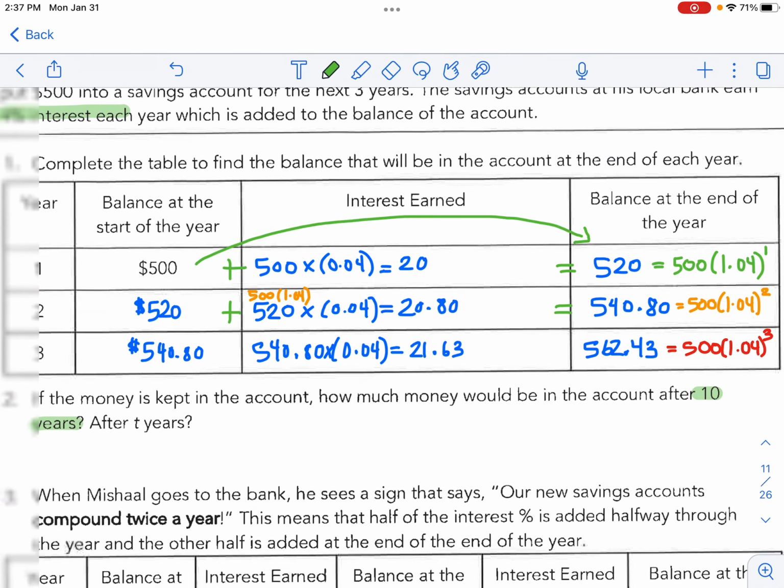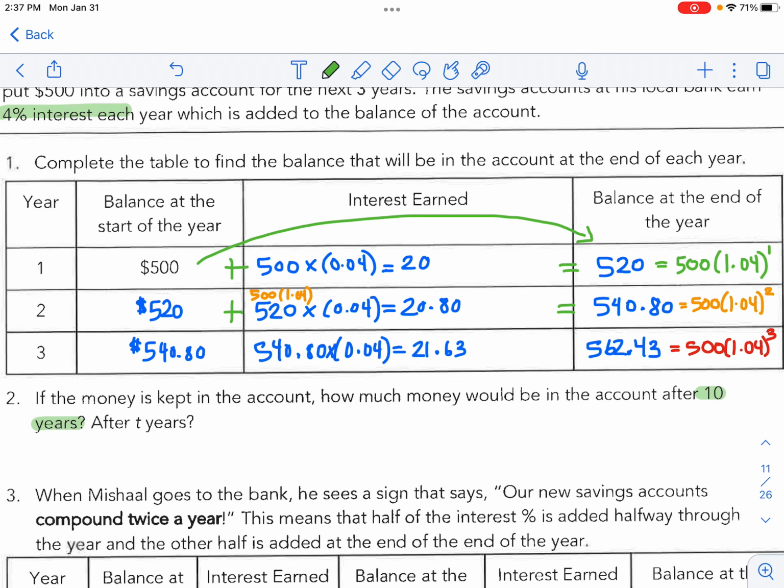So what we see is an exponential relationship, with that power changing for every year we keep that money in the bank account. So after 10 years, our balance is going to be 500 times 1.04 to the 10th power. And so that is going to be equal to $740.12. So we're going to earn $240.12 of interest on that money over 10 years.